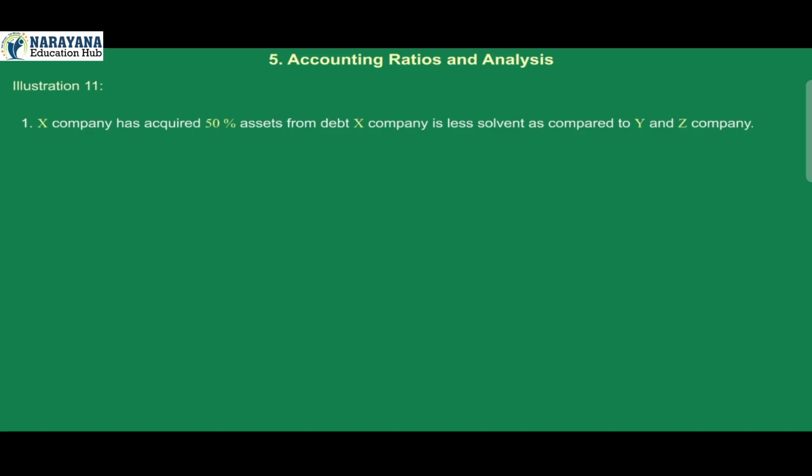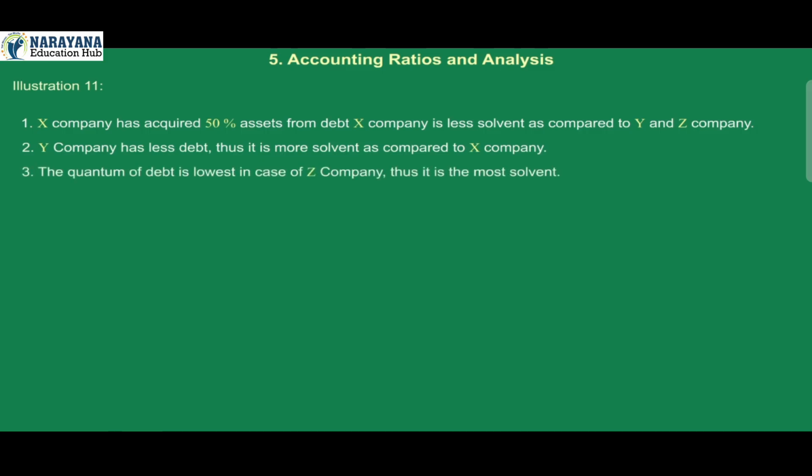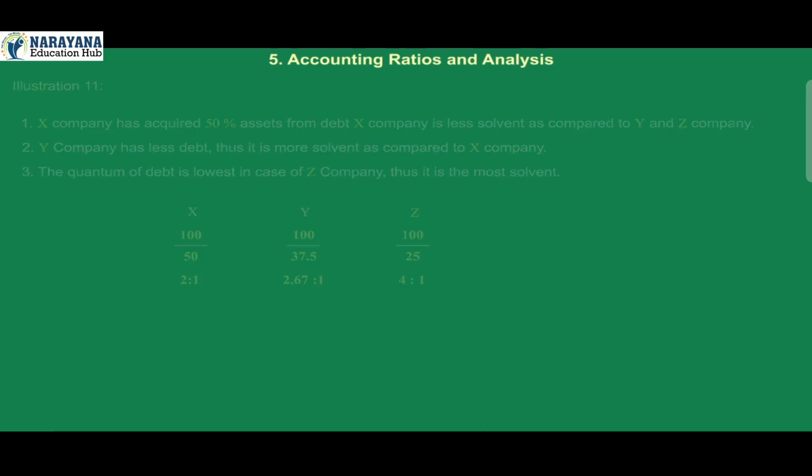1. X company has acquired 50% assets from debt. X company is less solvent as compared to Y and Z company. 2. Y company has less debt, thus it is more solvent as compared to X company. 3. The quantum of debt is lowest in case of Z company, thus it is the most solvent. X 100 divided by 50, 2:1. Y 100 divided by 37.5, 2.67 is to 1. Z 100 divided by 25, 4:1.